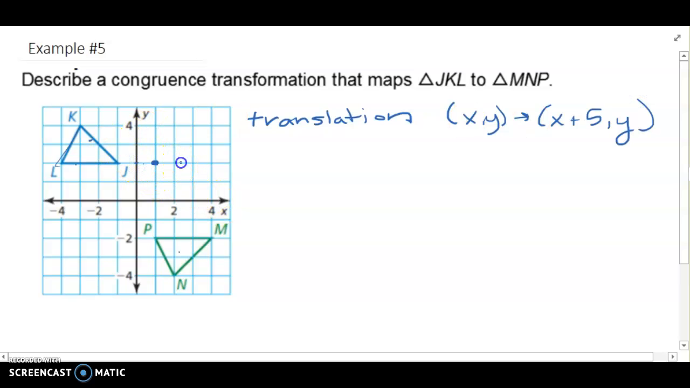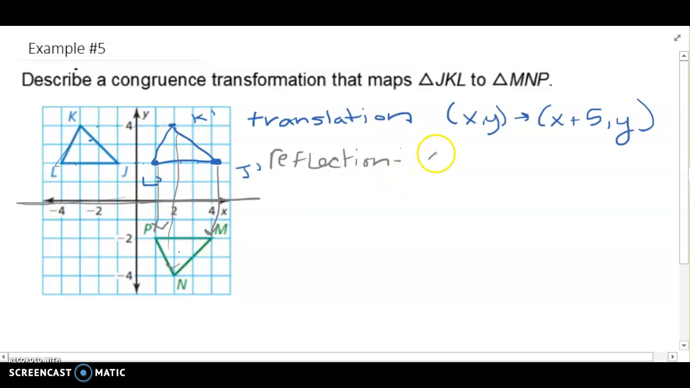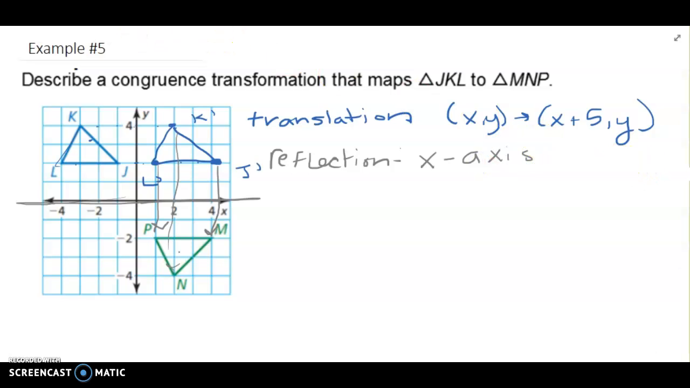J would go 1, 2, 3, 4, 5, so J would be right here, J prime. And then K is 1, 2, 3, 4, 5. So here we are. Now from here, if we reflect this, we would just reflect it over the x-axis, right? And it would go here to here, here to M, and K to N. So reflection over the x-axis. And that's all I would have to write for that.